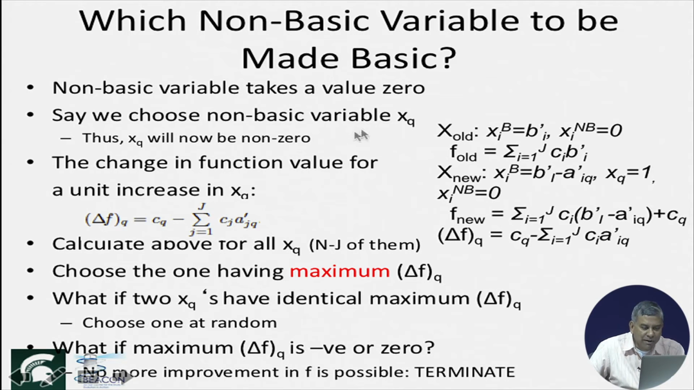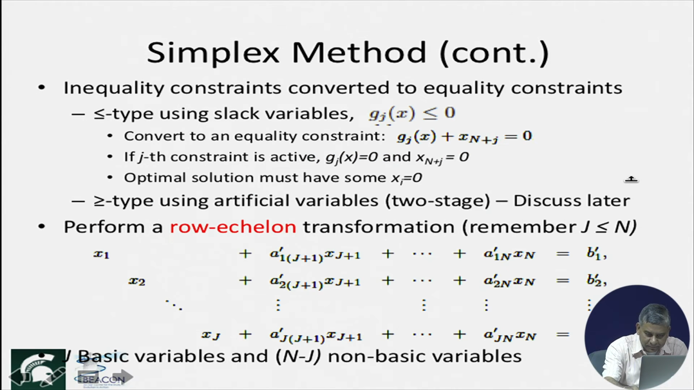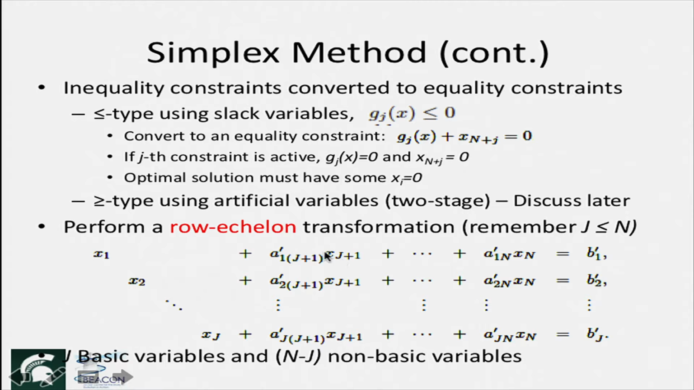Now I've chosen xq and made it 1. Let's see how my function value changes. Now that I made xq equal to 1, let me go back here. Let's say q is equal to j plus 1, and I want to make this one basic. So its value will now become 1. If this is 1, what is the value of x1 now?